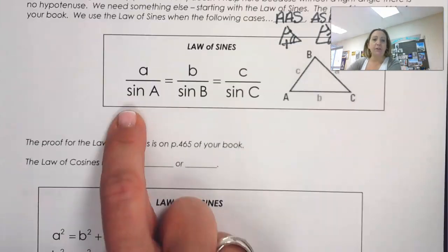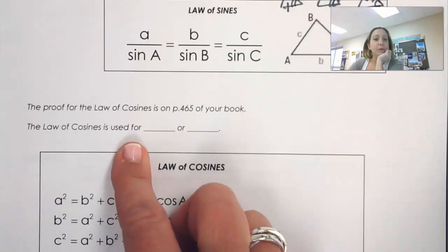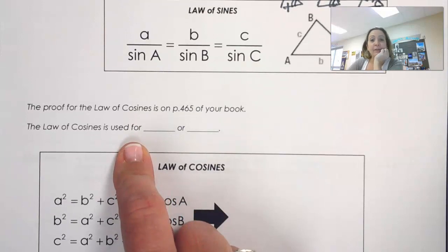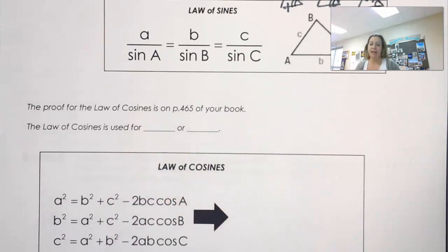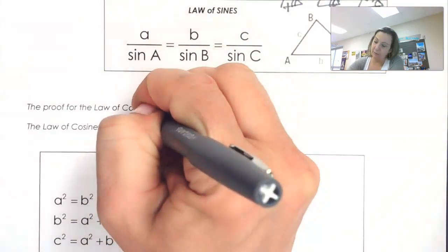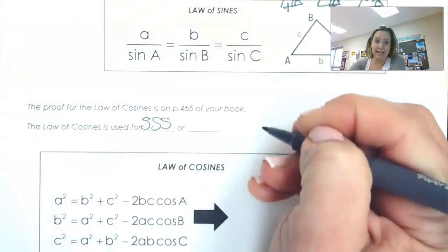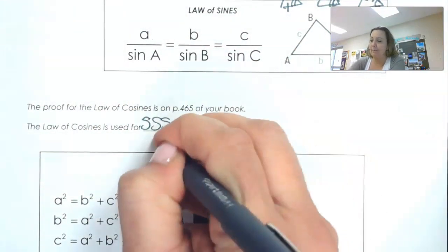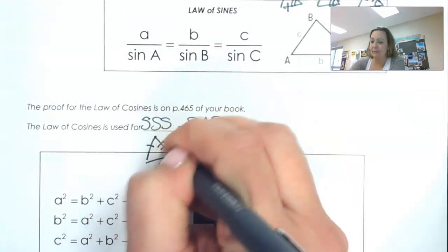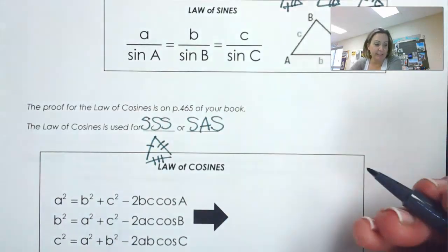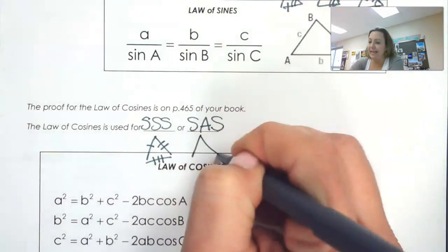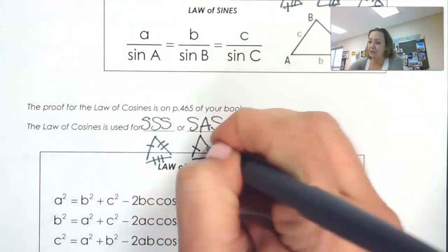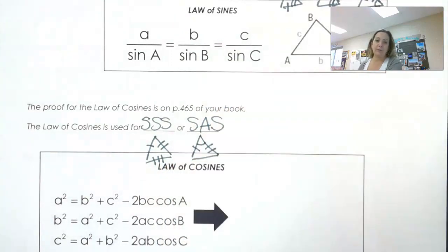And there's also the law of cosines. The proof for the law of cosines is on page 465 of your book. And what we use law of cosines for is when we have side, side, side, or if we have side, angle, side. Okay, by side, side, side, meaning that we have information about all 3 sides. And by side, angle, side, I mean that we have 2 sides and an angle between those sides.